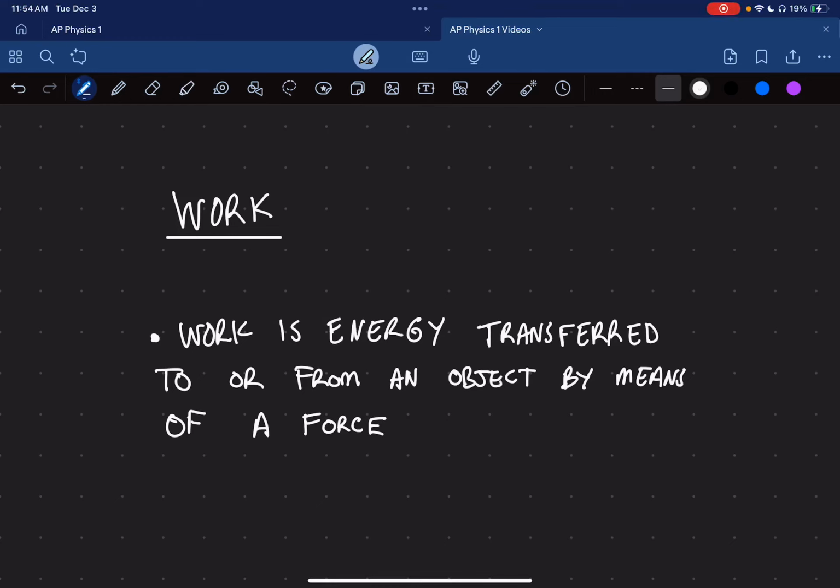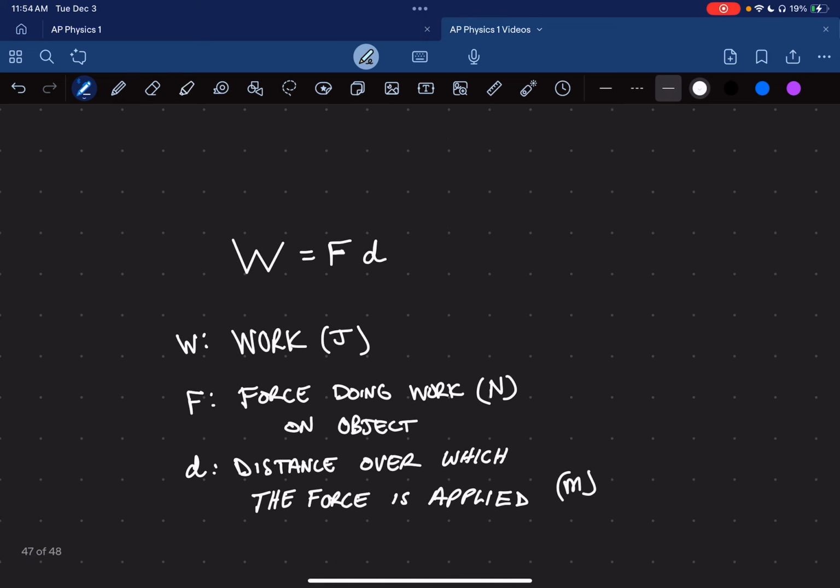This video is over the concept of work in physics. Work is just energy, but specifically energy that's transferred to or from an object by means of a force. And we'll give an example here in just a moment.